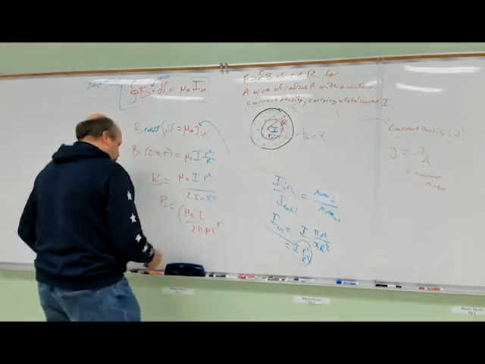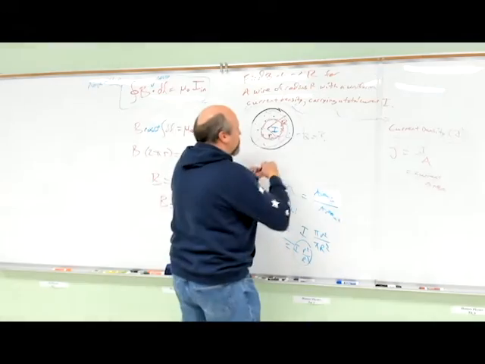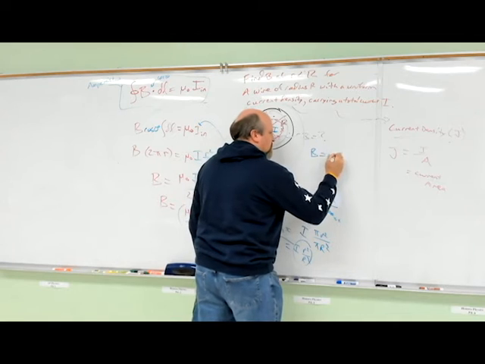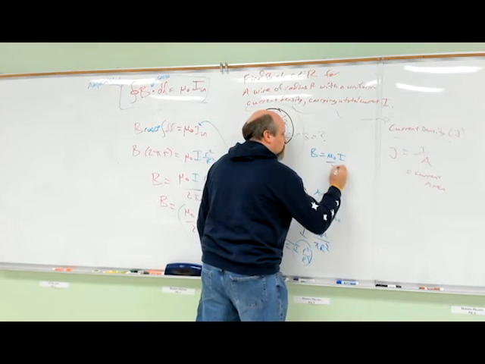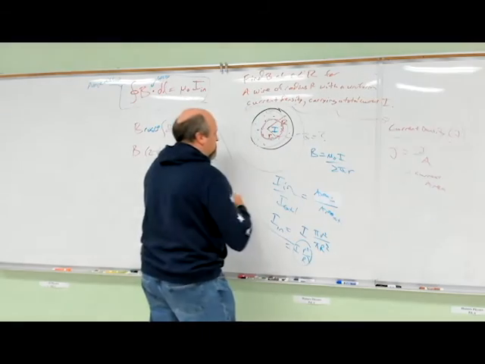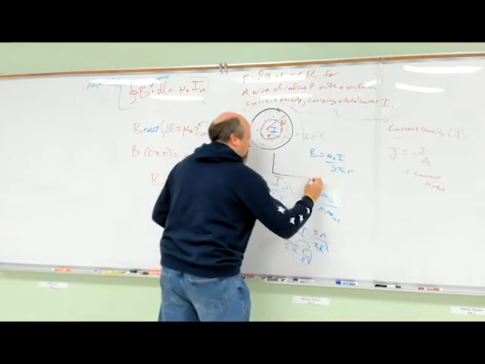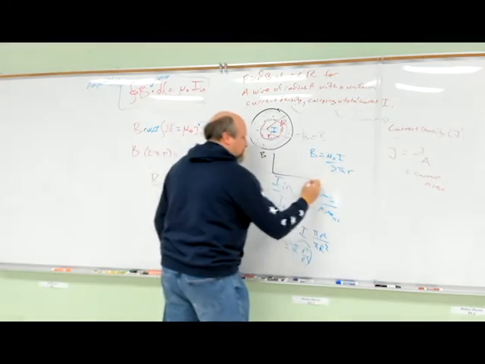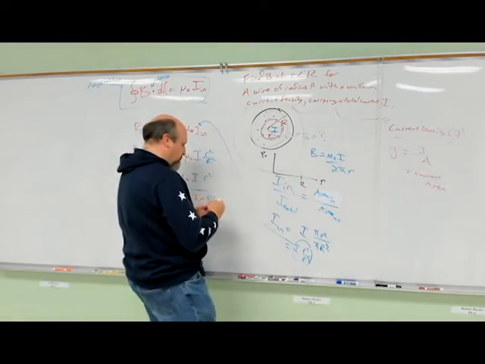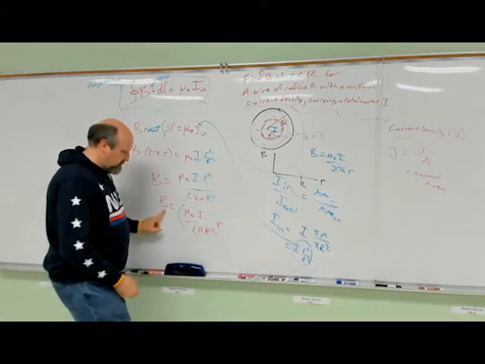So what this looks like, right? Outside the wire, it's just a long wire, and I've got this field. Outside, the B is mu naught I over 2 pi r. So if I did a graph, and this was my B field strength, and this was r, my distance, and right here is big R, the radius of the wire. Inside is proportional to r.